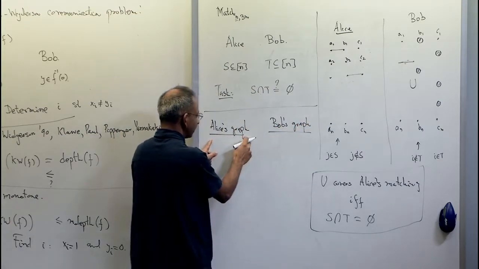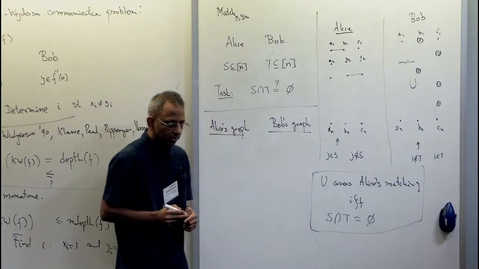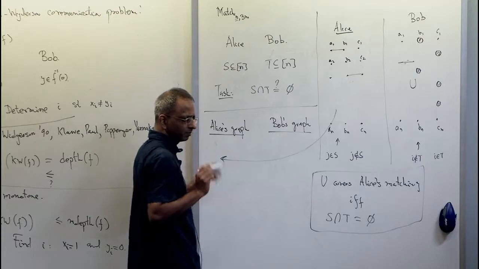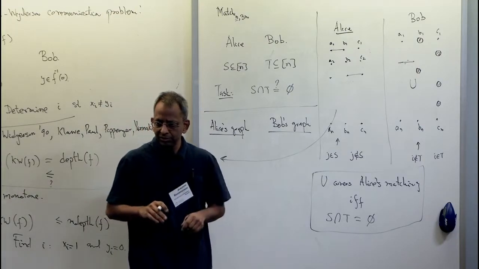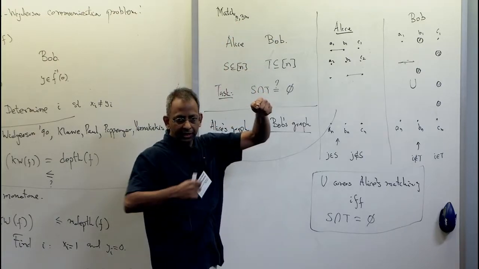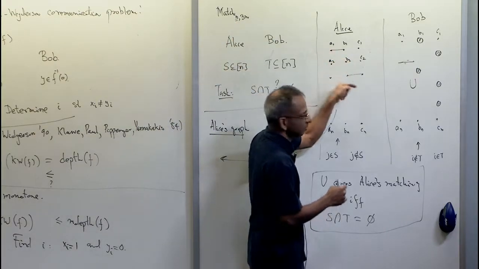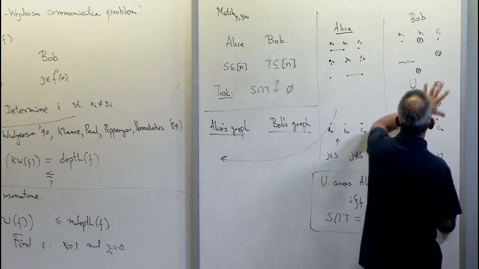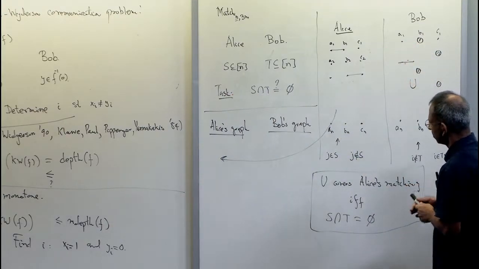I have to tell you Alice's graph and Bob's graph. Okay. So Alice's graph is this. It consists of a matching with n edges. There's one edge in each row, n edges. Now what is Bob's graph?